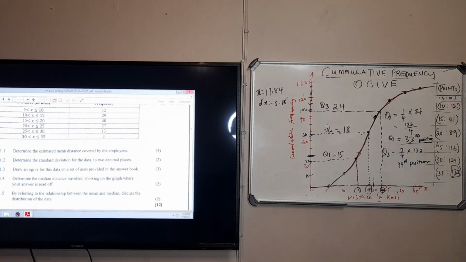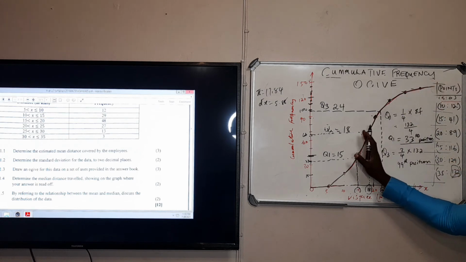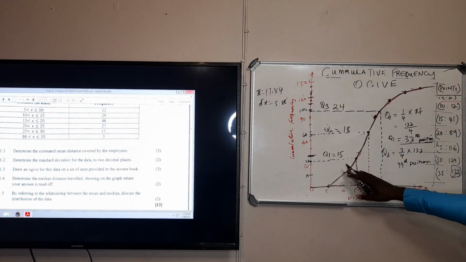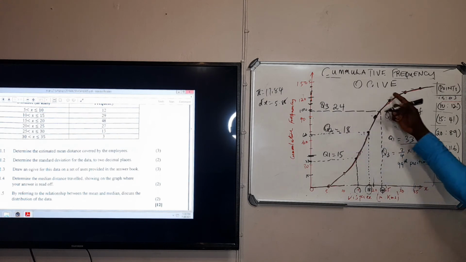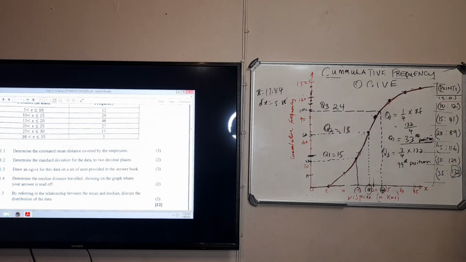Okay. Now they can simply ask you to even draw a box and whisker diagram from the cumulative frequency below the graph, which is easy, but because my board is not having space, we will leave it there. This is how you calculate your lower quartile, your median, Q2, and your upper quartile from the cumulative frequency curve.